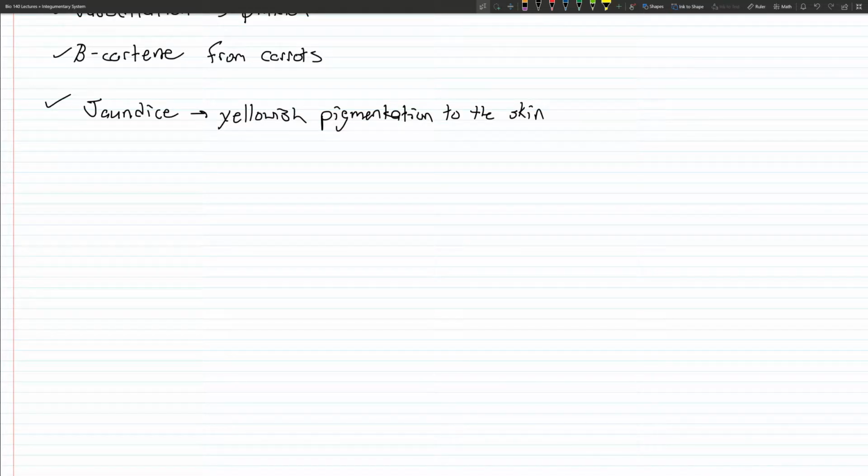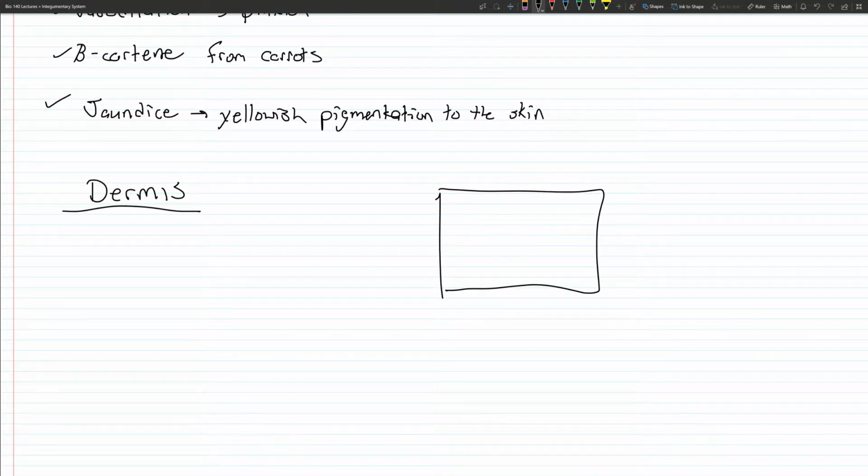Okay, we're going to move on. So now we're talking about the dermis. Okay, so if we draw our square skin again, here's our square skin. If we have this upper layer here, here's our epidermis. Below that, here's our dermis.